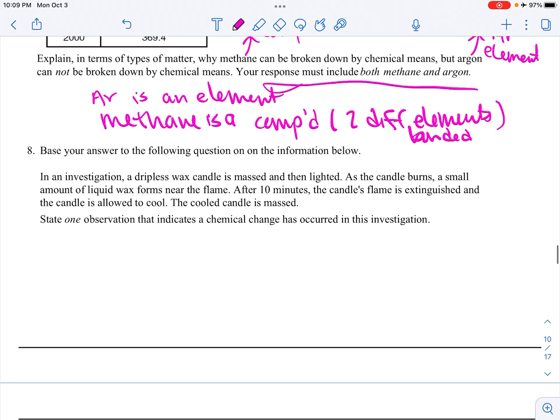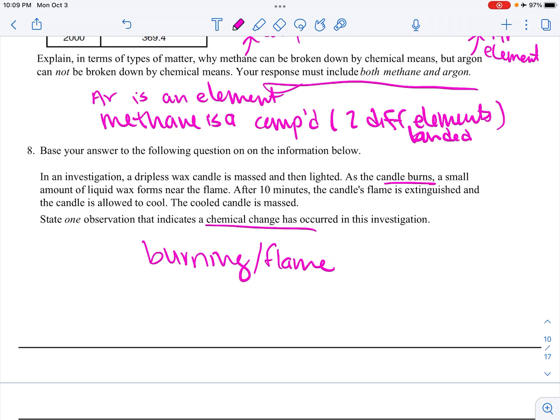That's right. State one observation that indicates a chemical change has occurred. So chemical changes are changes in chemical structure, bonding. So a dripless wax candle is massed and then lighted. As a candle burns, so burning of the wick. Okay. A small amount of liquid wax forms near the flame. Liquid is not, that's just melting. That's physical. But flame, after 10 minutes, the candle flame is extinguished and the candle is allowed to cool.